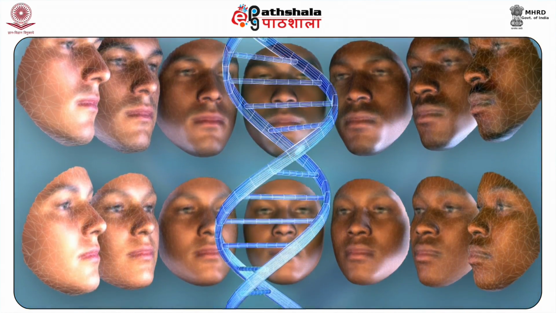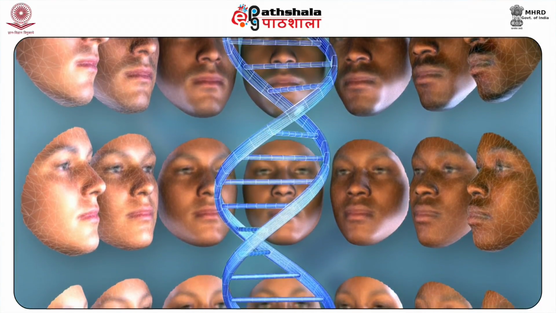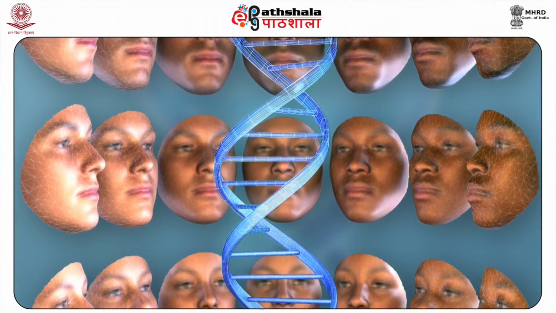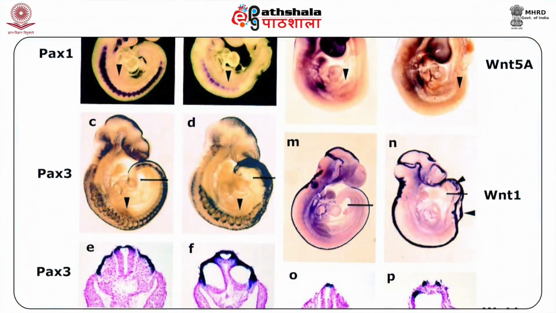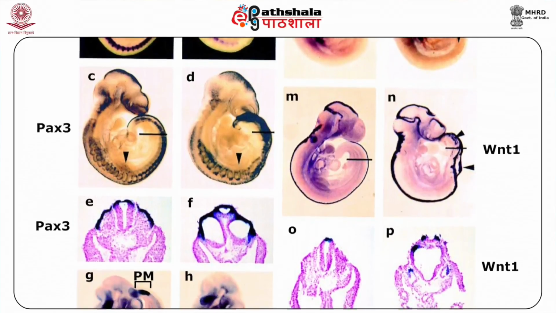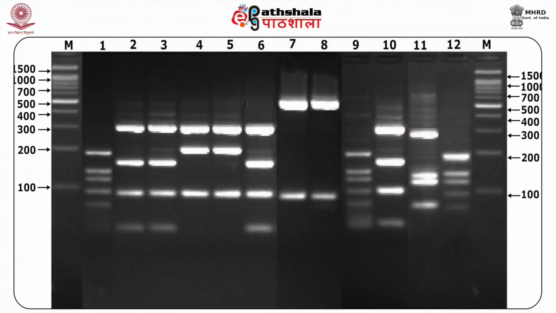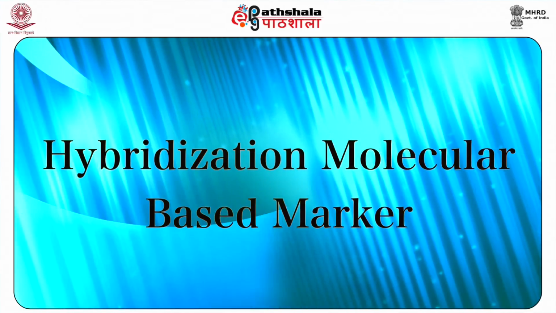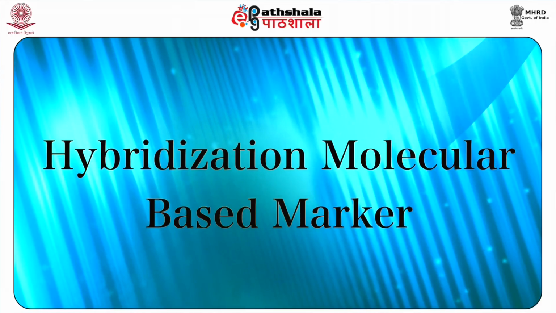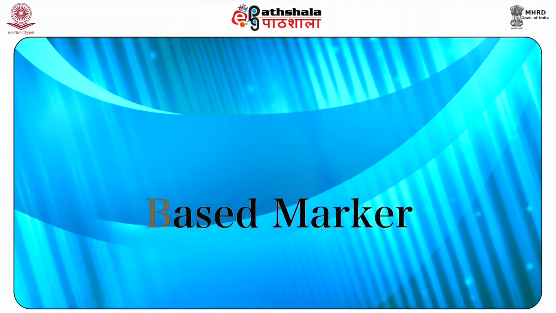Molecular markers detect the changes or variations at the DNA level, such as the changes in nucleotide. The molecular markers consist of DNA markers, which are characterized as: first, the hybridization molecular based markers, and second, the PCR molecular based markers. First, we will study about the hybridization molecular based markers.